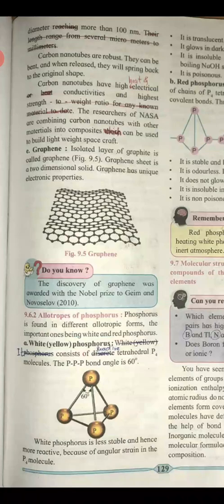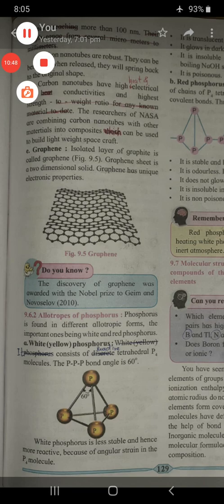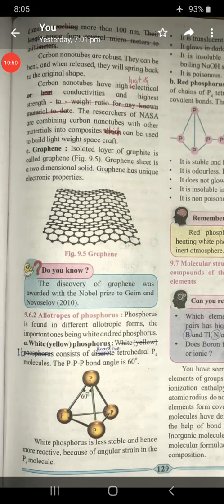A graphene sheet is a two-dimensional solid. It has unique electronic properties. Okay, so these are the allotropes of carbon.